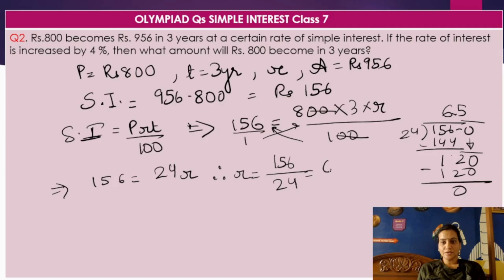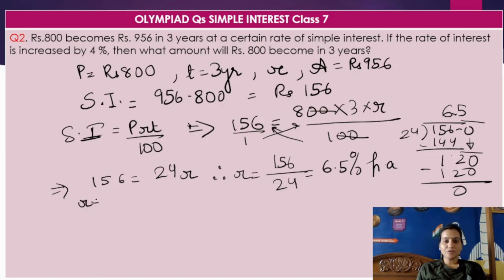So rate of interest is 6.5% per annum. ऑलराइट, तो ये हमें रेट परसेंट मिल गया. नाउ इफ दैट रेट परसेंट इज इंक्रीज बाय 4% एंड देन व्हाट अमाउंट विल रुपीज 800 बिकम इन 3 years. अगेन बहुत क्वेश्चन इजी है.